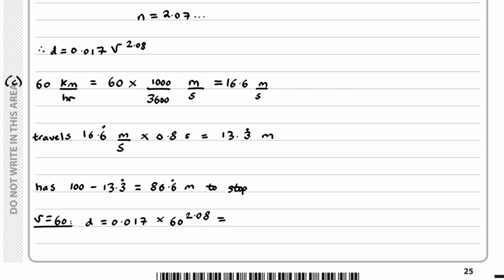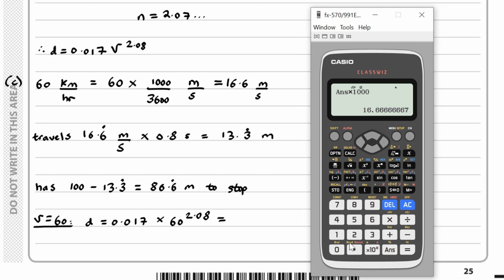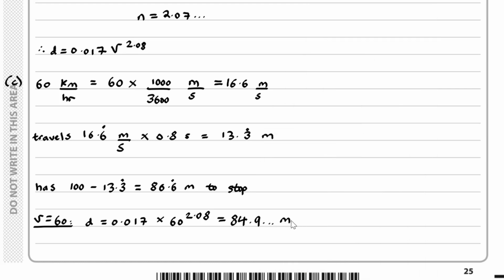And if we work this out, so we have 0.017 times 60 to the power of 2.08, it turns out we get 84.9 etc. meters. And therefore he stops in time. So therefore stops in time, because this value is less than this value.